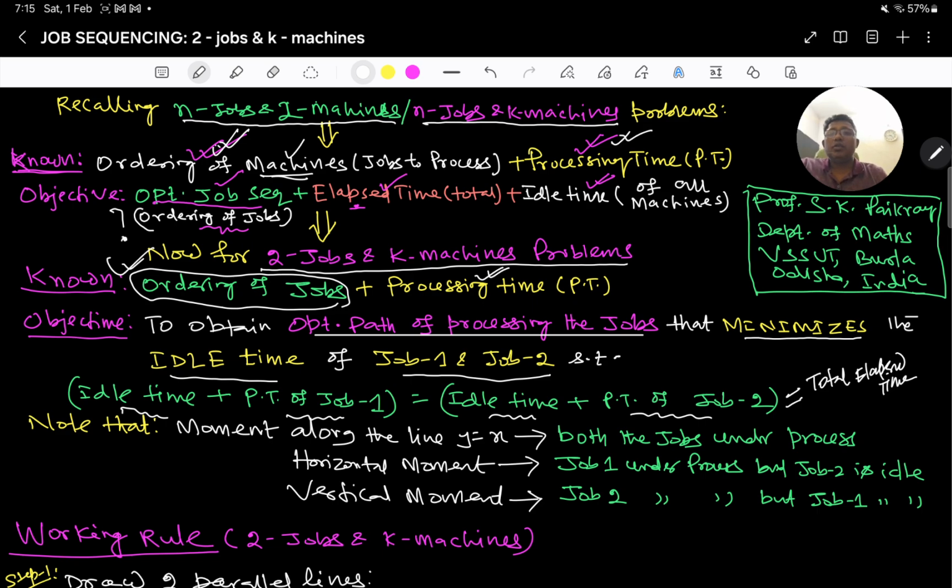Here we note that the movement along the line y equals x I will explain in the working rule. So before the discussion of the details of the working rule, let me introduce myself. I am Professor Susanta Kumar Paikray, currently working as a professor in the Department of Mathematics, Veer Surendra Sai University of Technology, Burla, Odisha, India. So now let me discuss the working rule.